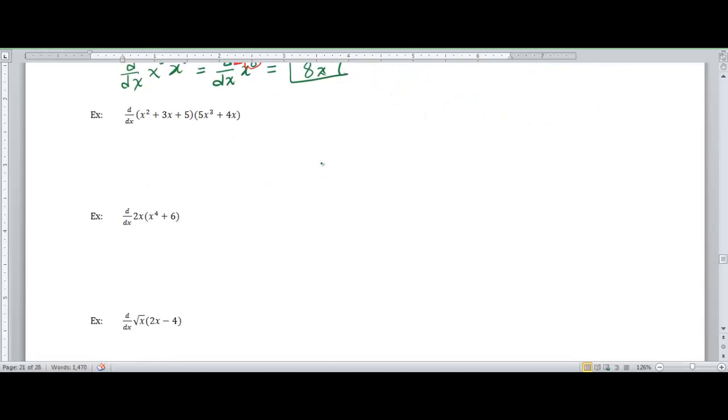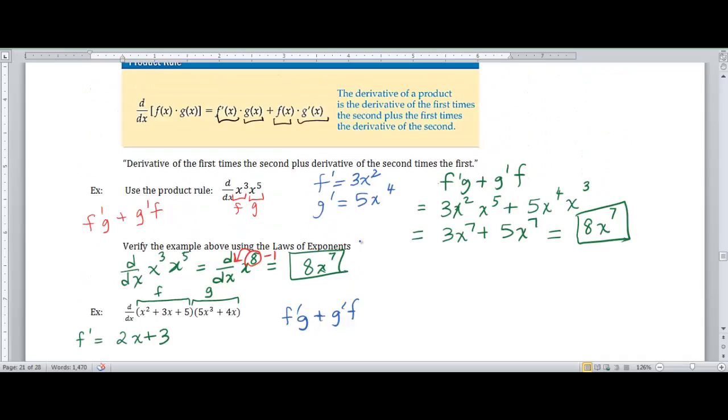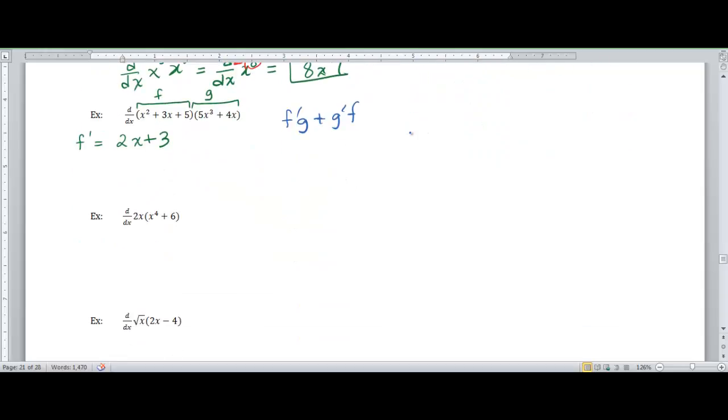Alright, let's do some more examples. Again, I'm going to call this one f and this one g. So f prime is 2x plus 3. Then f prime g plus g prime f. You do that a bunch of times and you memorize that. You can also remember it as derivative of the first times the second plus derivative of the second times the first. So we have f prime, and now we need g prime. For g prime, the 3 comes out front, so we get 15x squared plus 4.